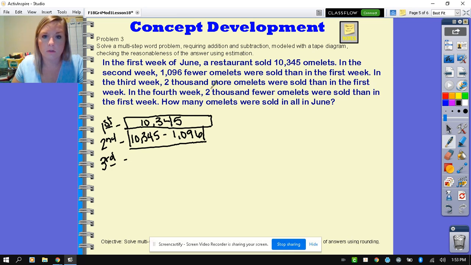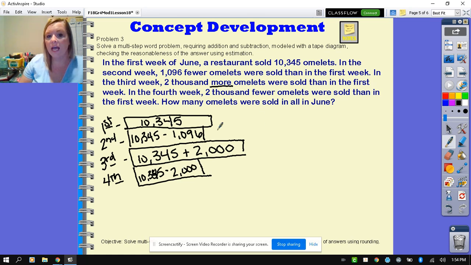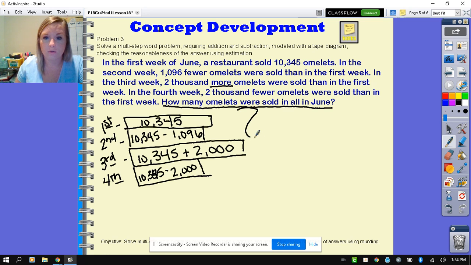Okay. In the third week, 2,000 more omelets, so 2,000 more omelets were sold than in the first week. So again, the first week hasn't changed. So you still have your 10,345, but now we have plus 2,000 because it's 2,000 more. And in the fourth week, 2,000 fewer omelets were sold than the first week. Oh, so 10,345 minus 2,000. So you're going to have to find out how many were sold in the second, third, and fourth week. But then it says how many omelets were sold in all of June.